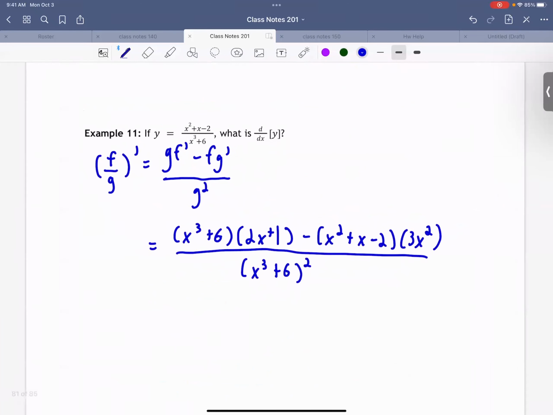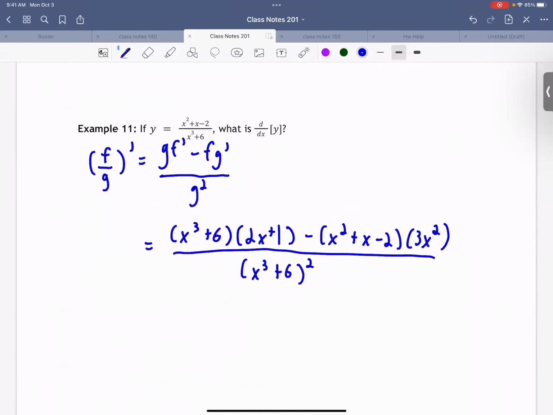All right, so example 11, we had 2 of these guys here. We had a top and a bottom. Okay, so quotient rule might be a good way to go here. Mason, do you want to take us through your steps here? So first we follow the quotient rule.